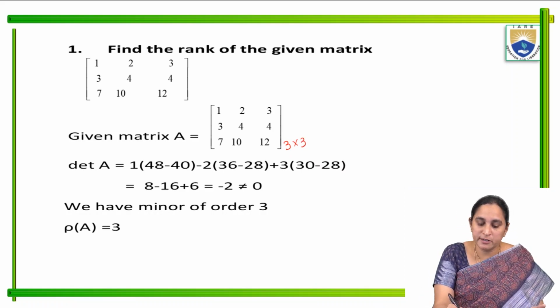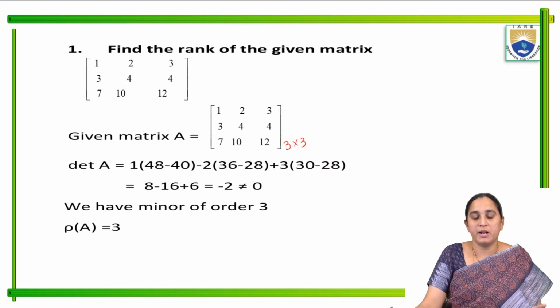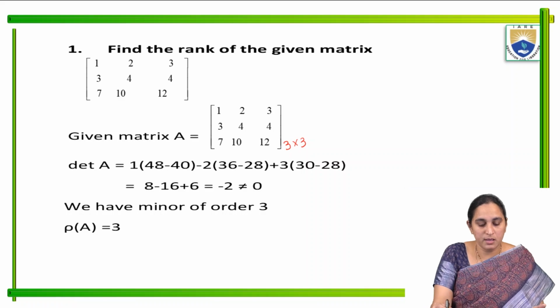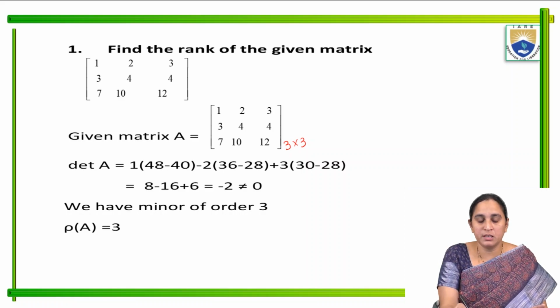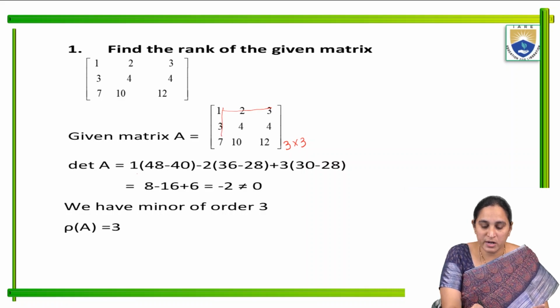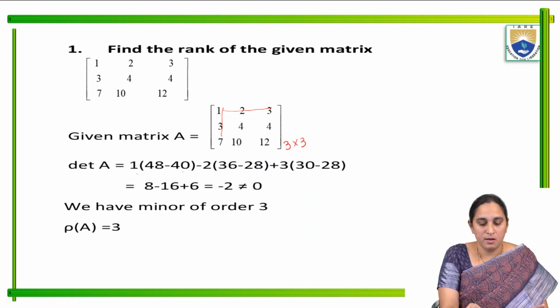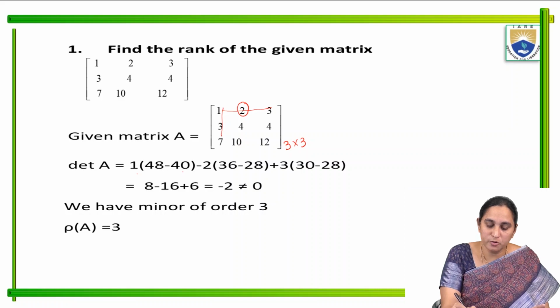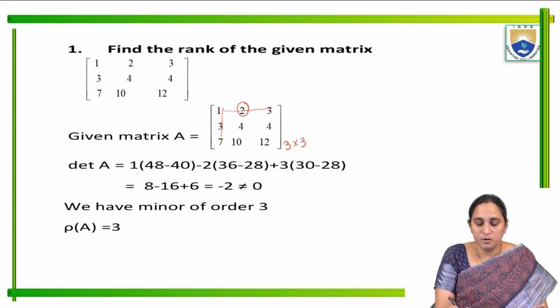First, I'll find the determinant for the 3 by 3 matrix. Observe, what about the determinant for the given matrix A? That is 1, neglecting the corresponding row and column: 1 into (4 into 12, 48, minus 10 into 4, 40), that is 48 minus 40. And the second element in the first row: minus 2 into, neglecting the corresponding column and row, the remaining we take the cross multiplication: 12 into 3, 36, minus 7 into 4, 28.